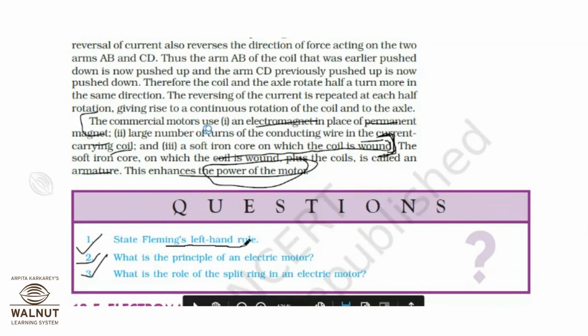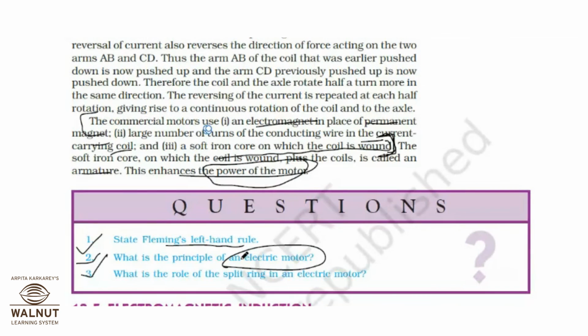Fleming's left hand rule, you have to just write the statement: stretch your left hand, then the thumb will represent force, things like that. Don't draw a diagram, it is not important. Then what is the principle of an electric motor? On which principle does the motor work? Now you know everything about how it works, so can you guess what the principle is?